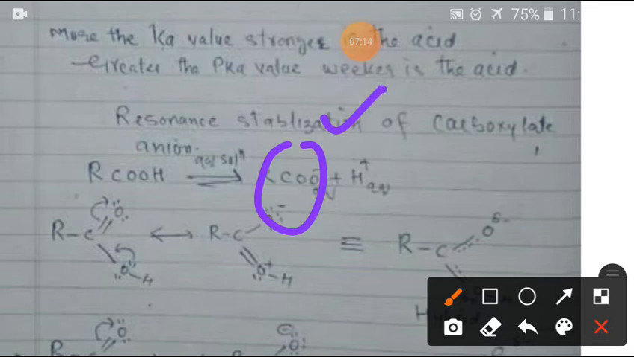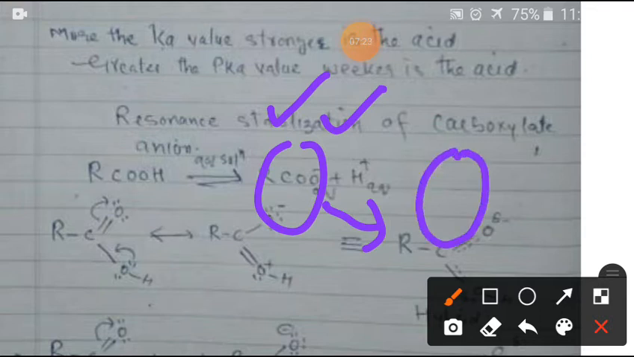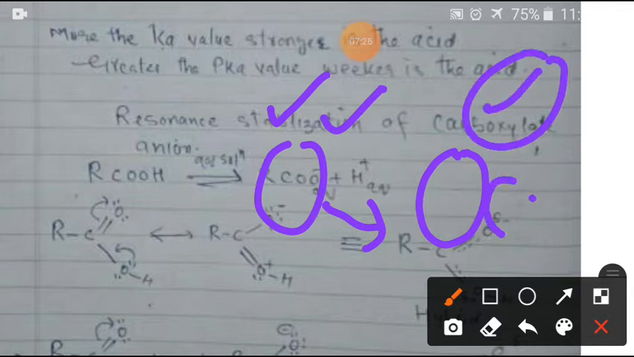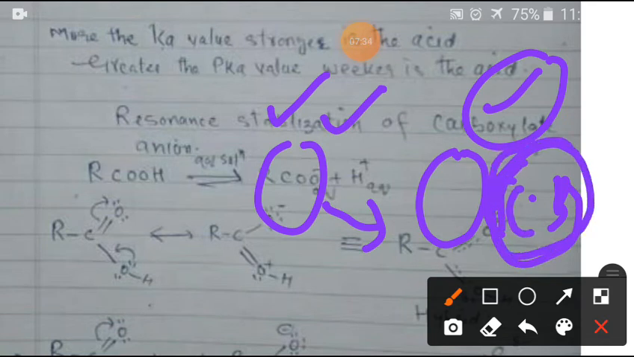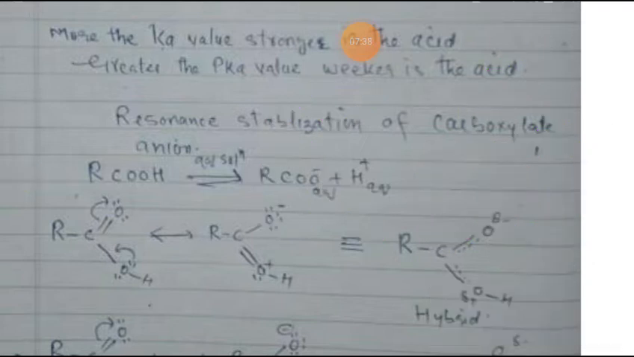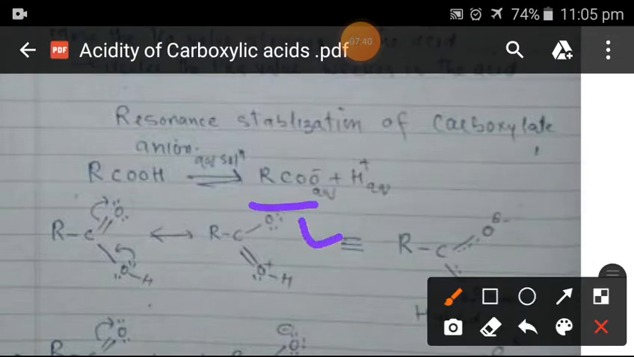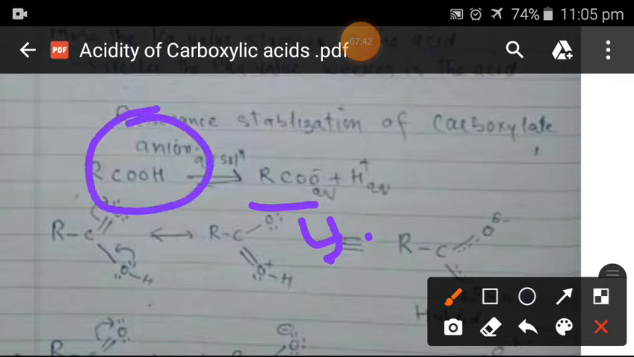So when will there be less availability of lone pair of electrons? When it is stable, that is, when the carboxylate anion is more stable, it does not have a lone pair of electrons to donate, as a result of which it acts as a weak conjugate base, because it is more stable and has less availability of lone pair of electrons. So the weaker the conjugate base, the stronger will be the acid.